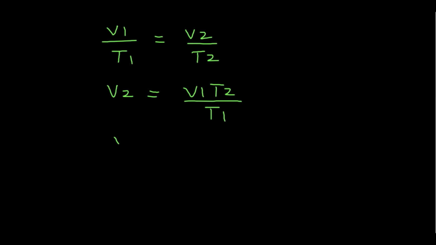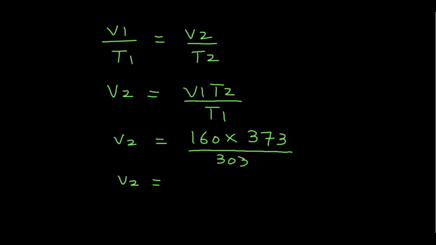Now by putting the values in this equation, V2 is equal to the value of V1 which is given, 160, multiplied by T2 is 373 divided by T1 is equal to 303. So by calculating we get the answer, that is 196.9 cubic centimeter. It means the volume of the gas has increased by raising the temperature. I hope this numerical is clear to you.